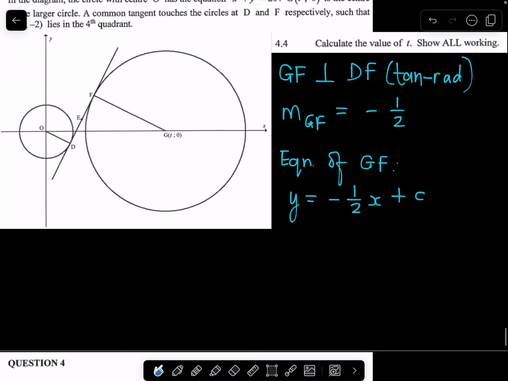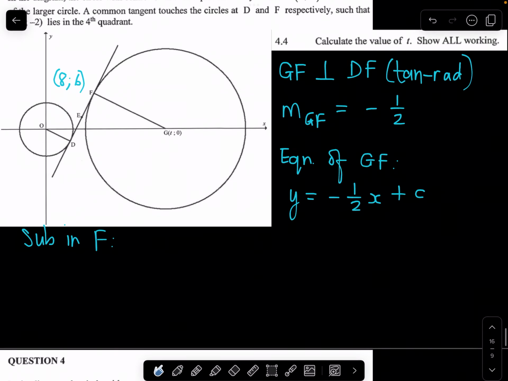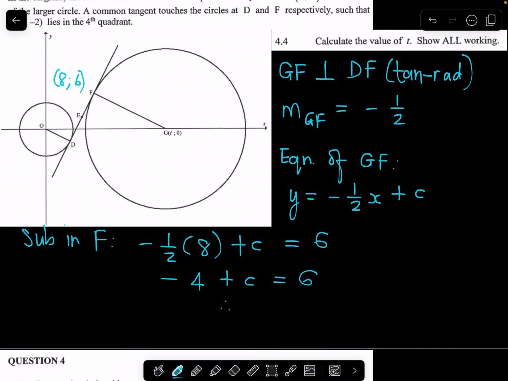And then we can sub in F to figure out what c is. So we know the coordinates of F are 8 and 6, I think it was. 8 and 6, yes. So that means negative a half times 8 plus c needs to give me 6. So negative 4 plus c is 6. Therefore, c must be 10. So the equation of GF is y is equal to minus a half x plus 10.